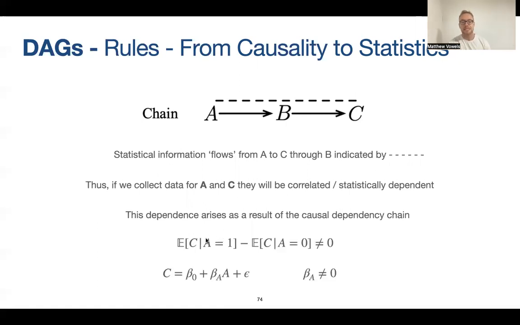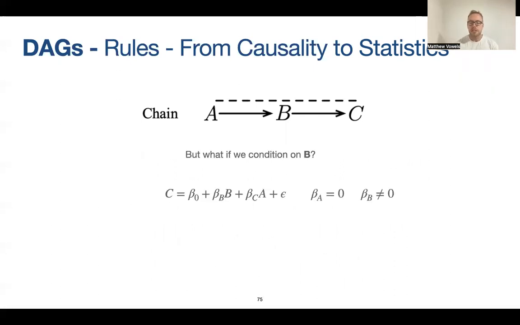So what we can say at this stage is that the expected value of C given A equals 1 minus the expected value of C given A equals 0 is non-zero. And this again gives us essentially the coefficient in a linear model where C is the outcome and beta A is the coefficient on A that tells us how much A is related to C. And again, we find that that is non-zero. So in this case, if we just have two variables and we run this model here, we find that A is indeed related to C.